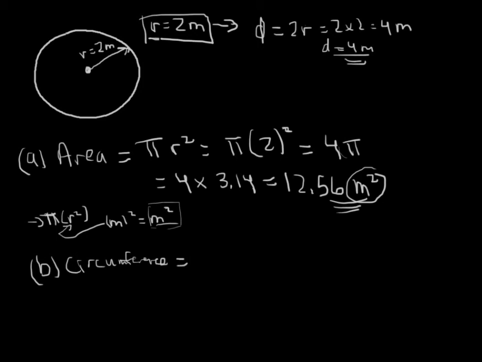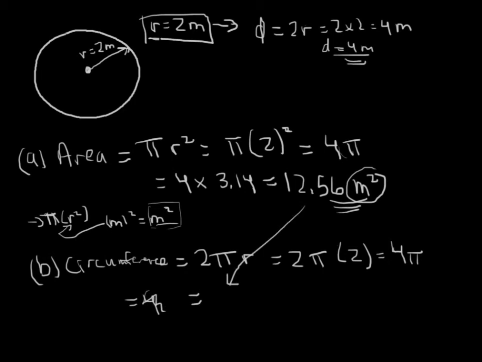So now circumference. We know that circumference is 2 pi times the radius. So we got 2 pi times 2 is 4 pi. And we already found that. Oh, what a coincidence. So we found that to be 12.56. This time it's meters. Because we know our formula is 2 pi r. Well, 2 is just a number, has no units. Pi is just a number, has no units. R has units of meters. So that's our final units.